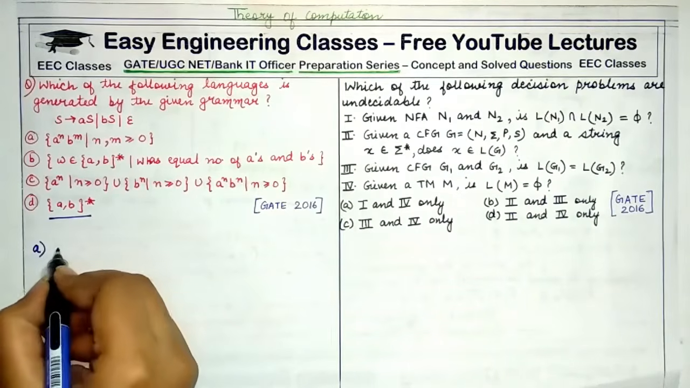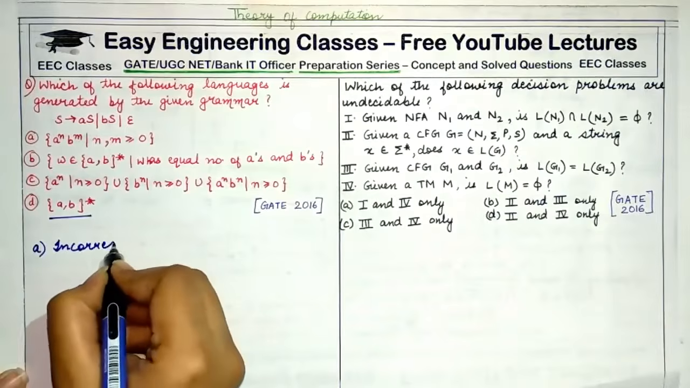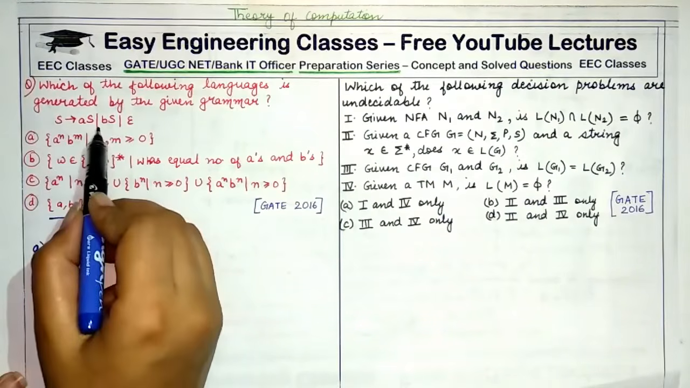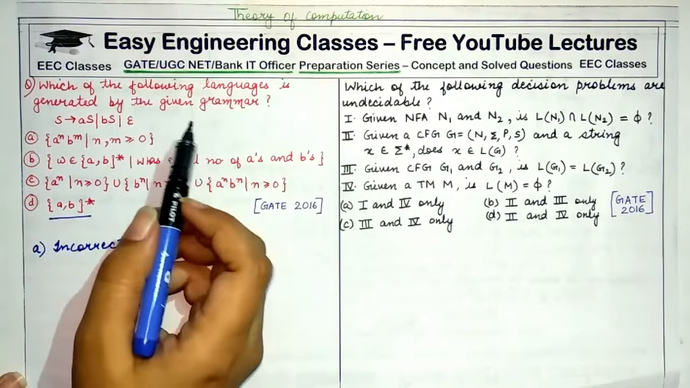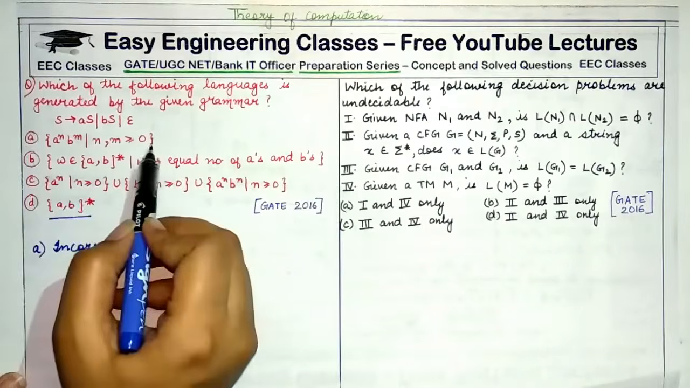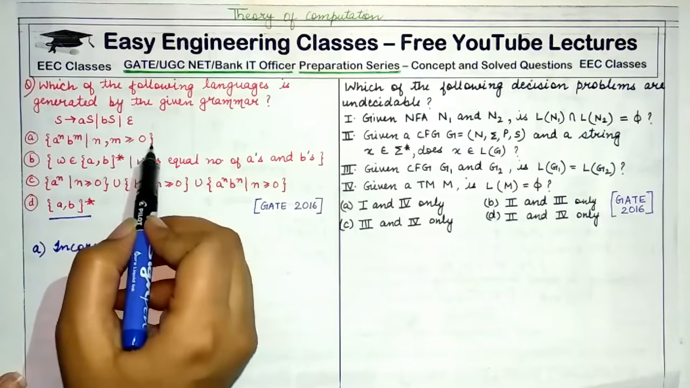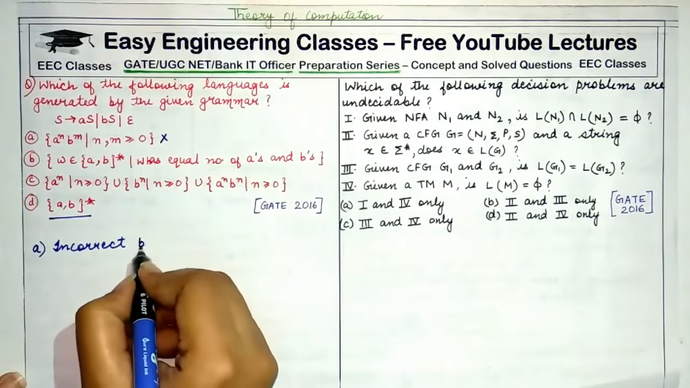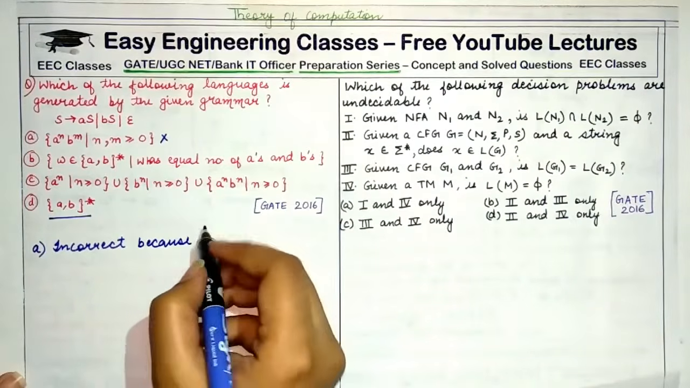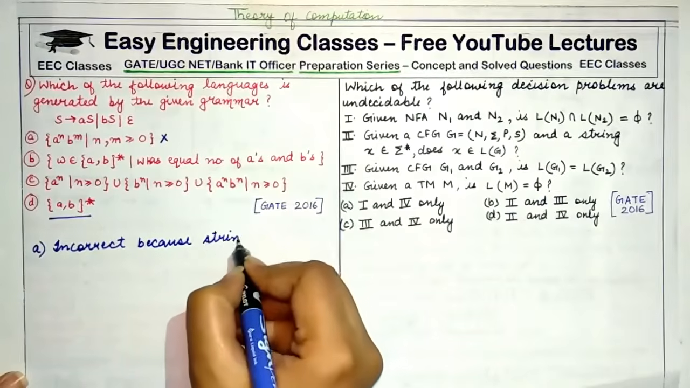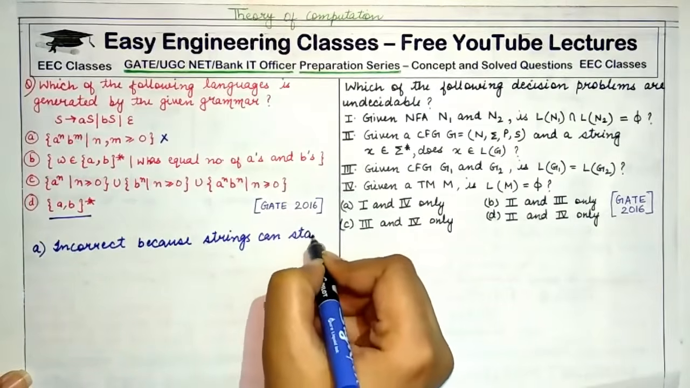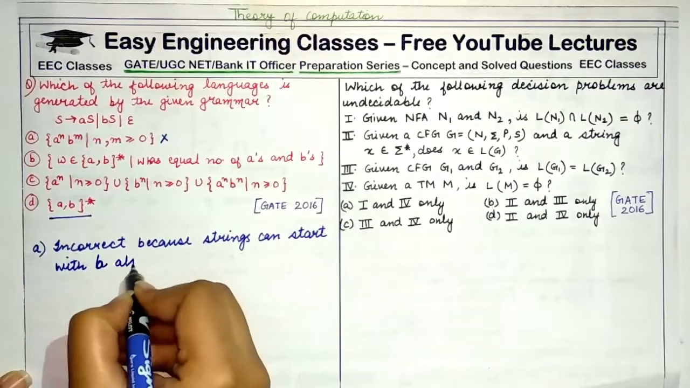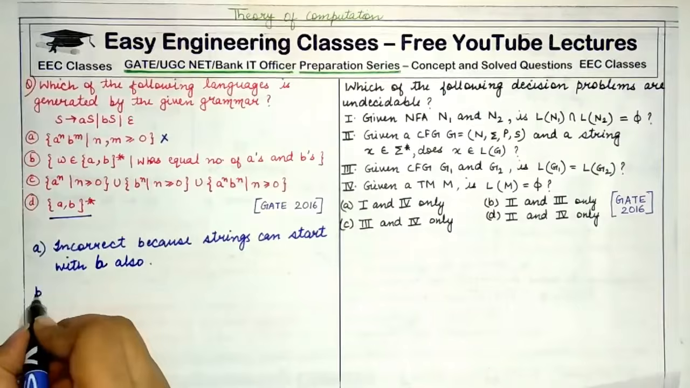Okay, so option A is incorrect because the grammar would generate certain strings that would directly start with B using the production S goes to BS and would contain only B. So these strings are not included in the language specified in the first option, and so option A is incorrect, because strings can start with B also, and these kinds of strings are not specified by option A.